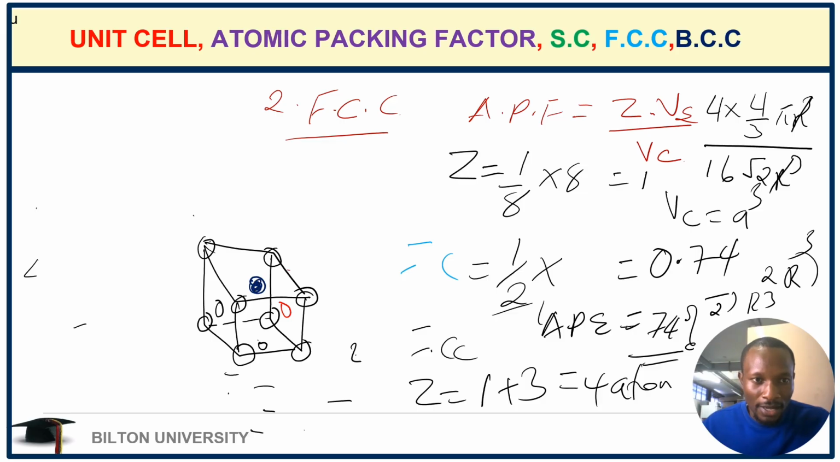and at the back I'll put it somewhere here, and in front I'll put this one here. So we also have, how many? 1, 2, 3, 4, 5, 6. So we have 6 atoms, one in each phase.